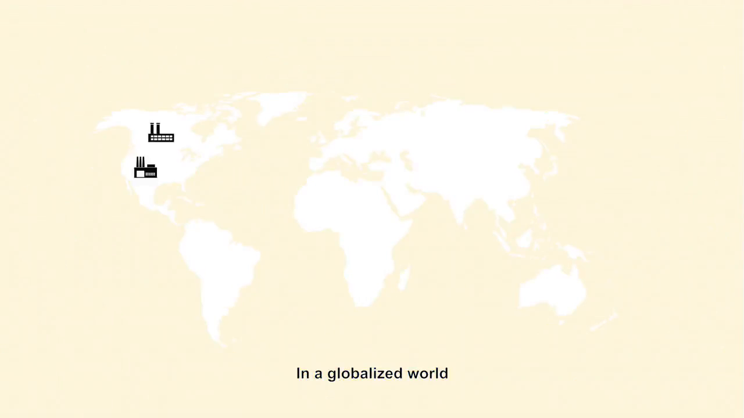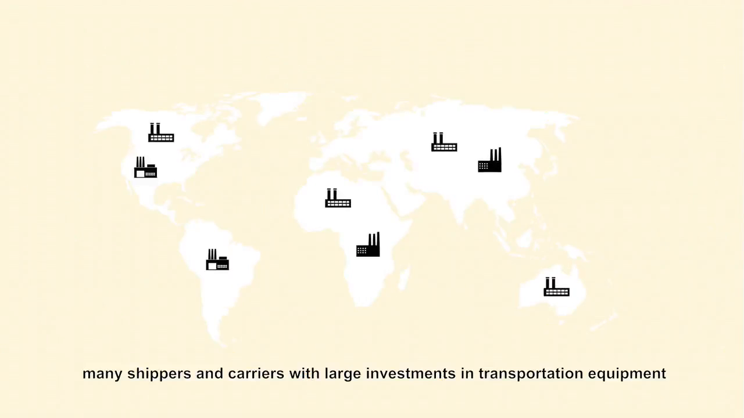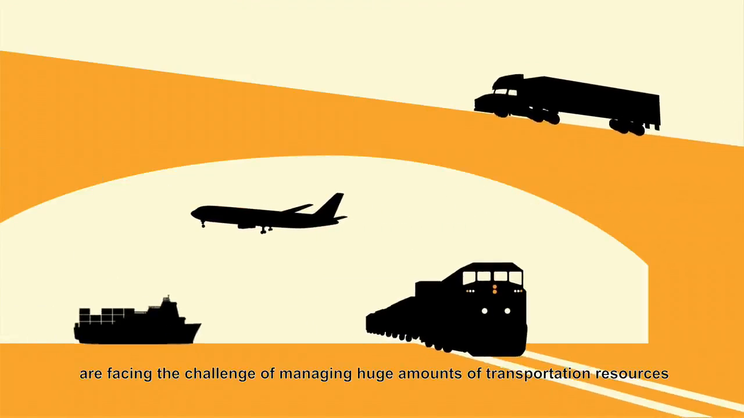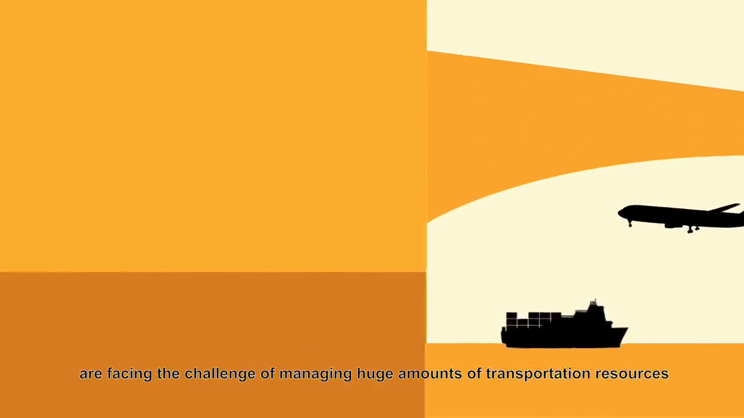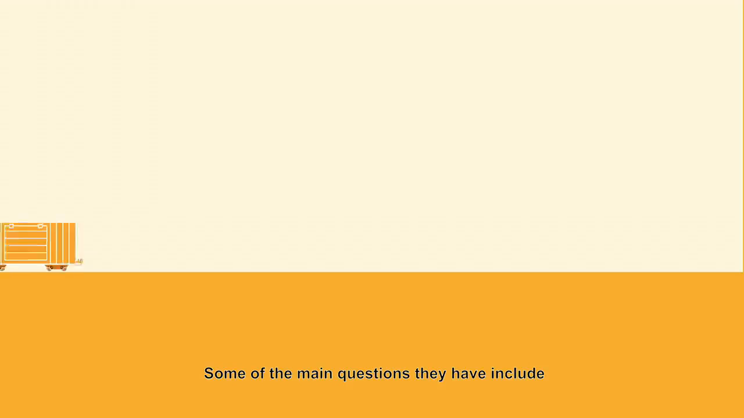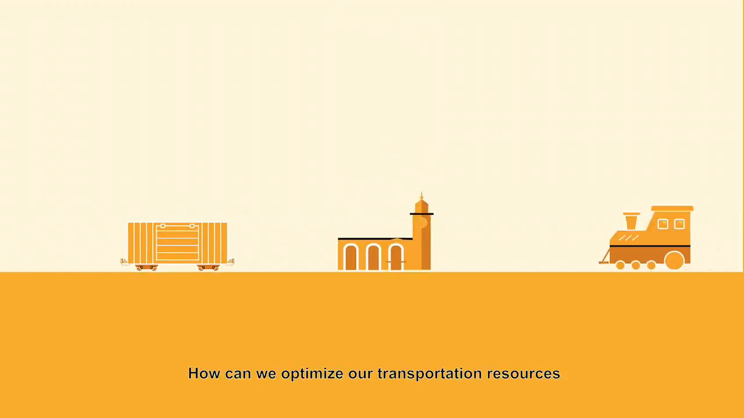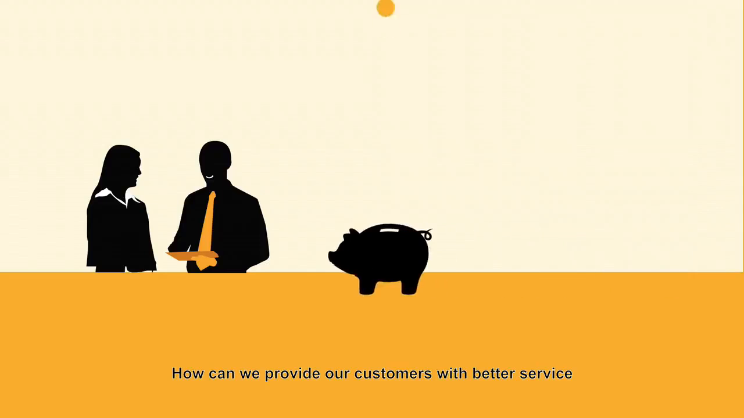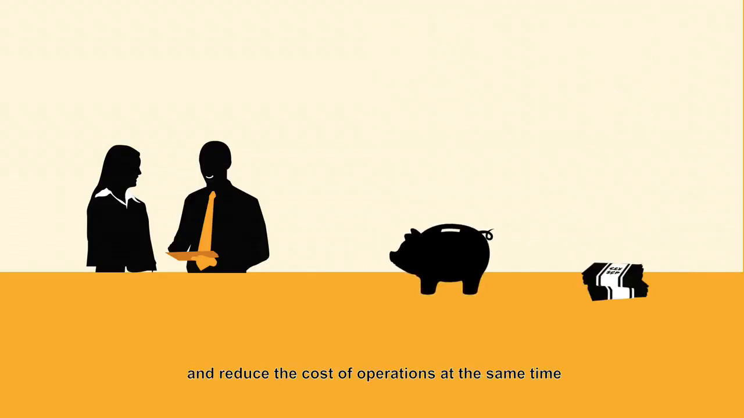In a globalized world, many shippers and carriers with large investments in transportation equipment are facing the challenge of managing huge amounts of transportation resources, such as rail cars. Some of the main questions they have include: how can we optimize our transportation resources? How can we provide our customers with better service and reduce the cost of operations at the same time?